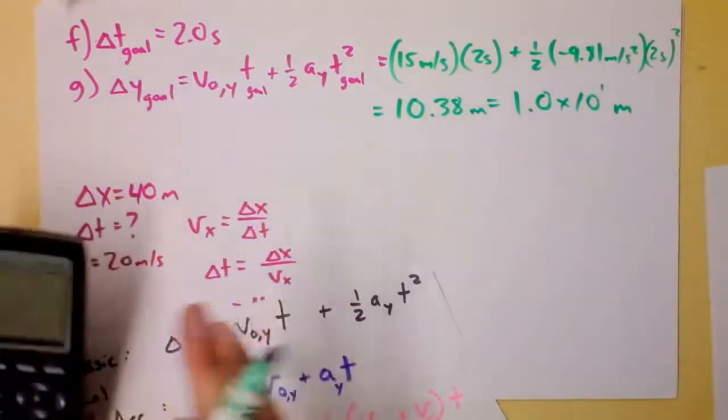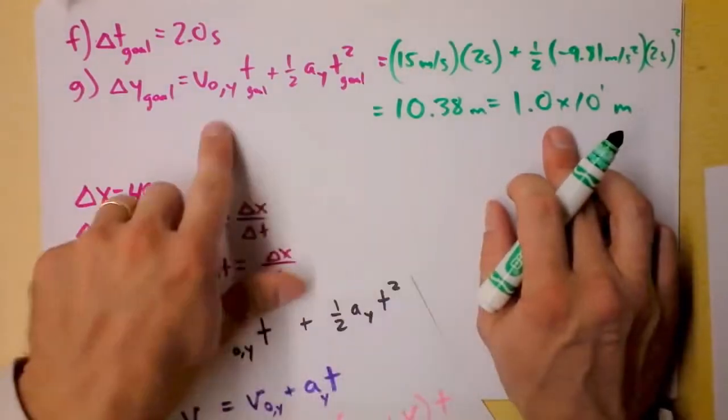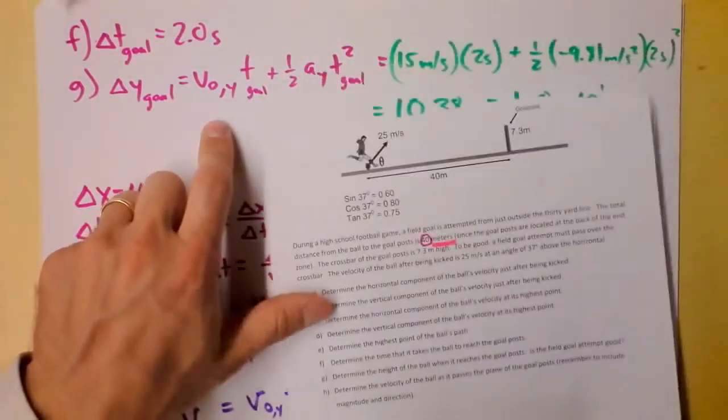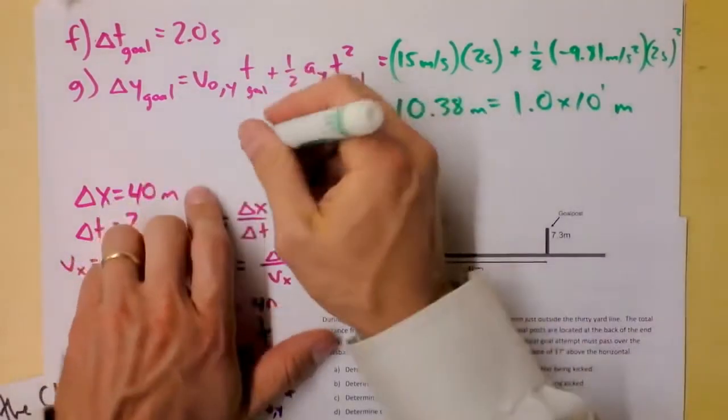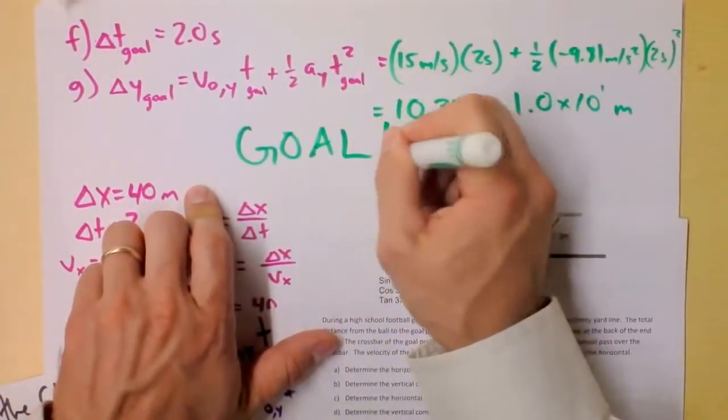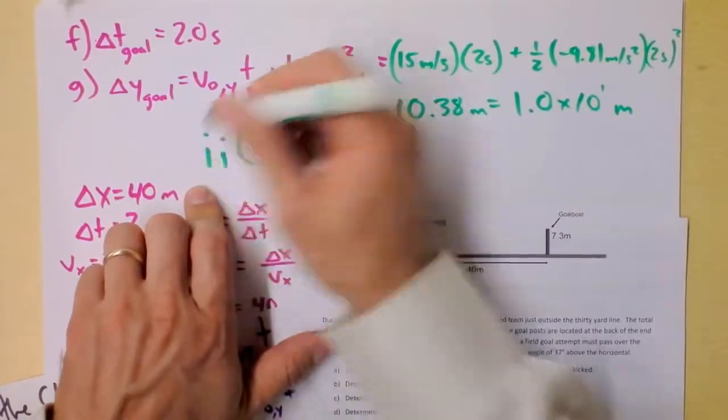All right, the final question is, is the goal attempt good? Is it good? Let's see. The goalpost is at 7.3 meters, and we made it over at 10 meters. Goal! Yay! Let's put some Spanish flavor on that sucker.